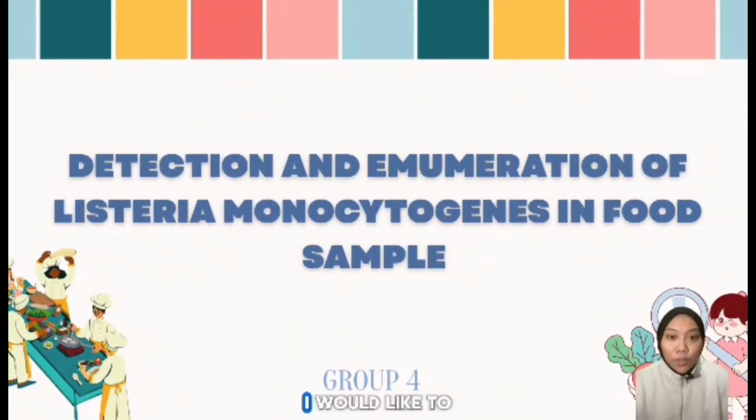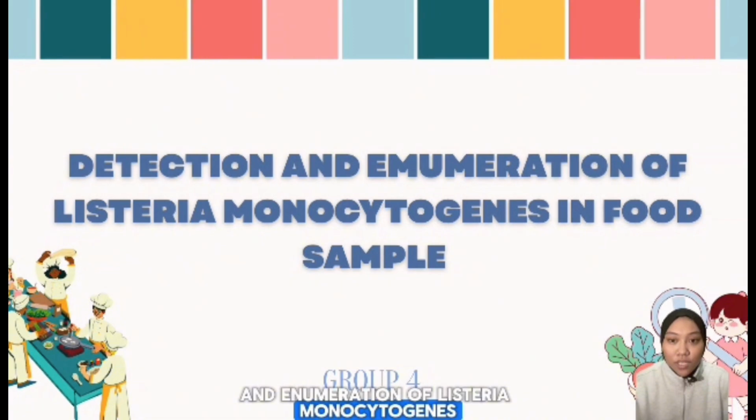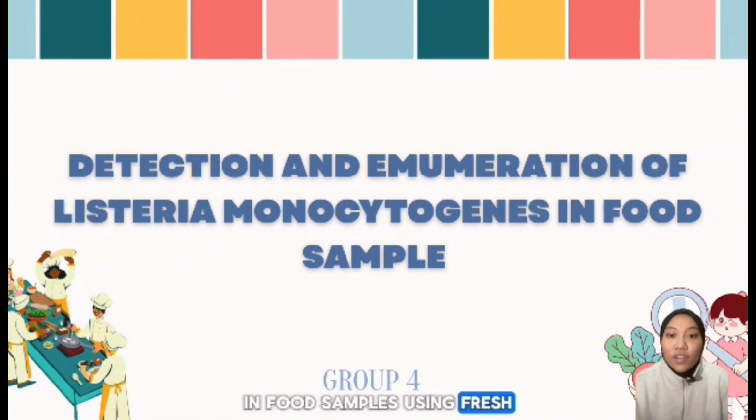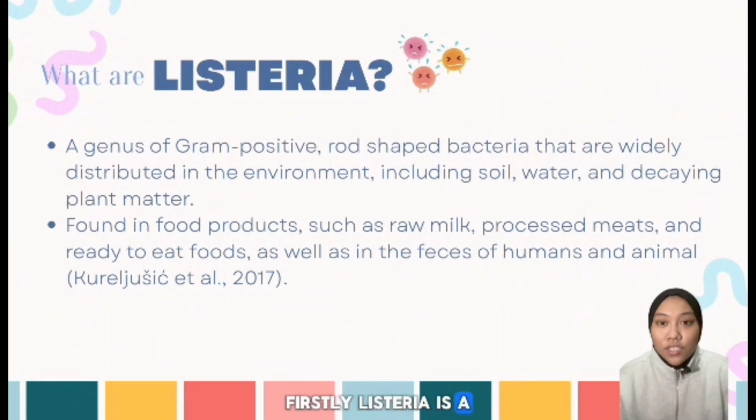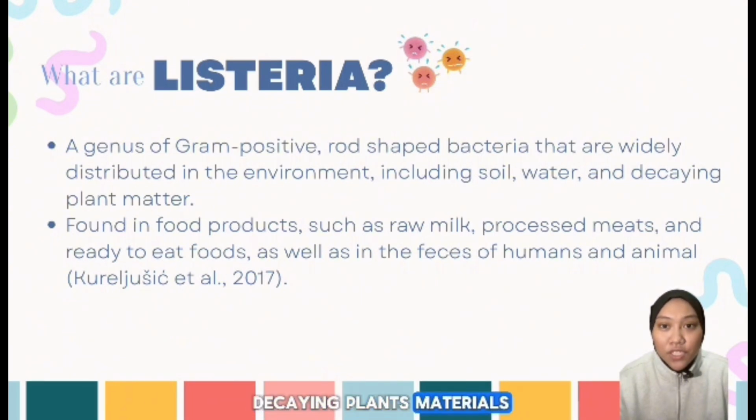Good morning everyone. Today I would like to present about the detection and enumeration of Listeria monocytogenes in food samples using fresh raw homogenized chicken. Firstly, Listeria is a genus of gram-positive, rod-shaped bacteria that are widely distributed in the environment, including soil, water, and decaying plant materials. It can also be found in various food products such as raw meat, processed meats, and ready-to-eat foods, as well as in the feces of humans and animals.